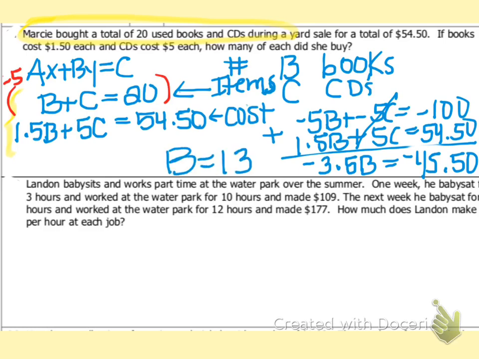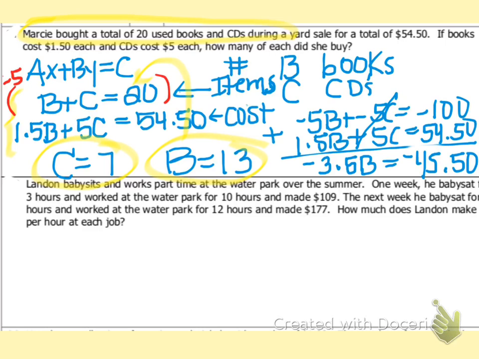So we've got the number of books now, and remember that she bought a total of 20 items. So if I take that 13 and substitute back in, I'll find out that she must have bought 7 CDs, because already 13 items have been purchased as books, so the other 7 must be CDs. So this is the type where you're going to use elimination to solve. Let's look at another one.